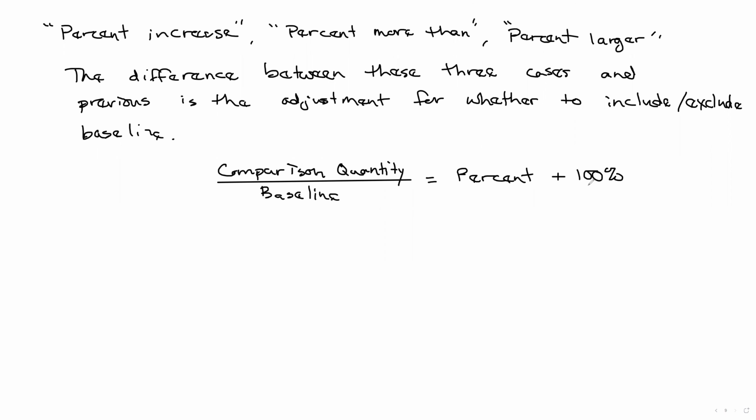Okay, so the 100% in this case represents the fact that we're including this right here, this 100%. It represents including the baseline in the calculation. Let me just give you an example for that to make sense. I think it's clear with an example.